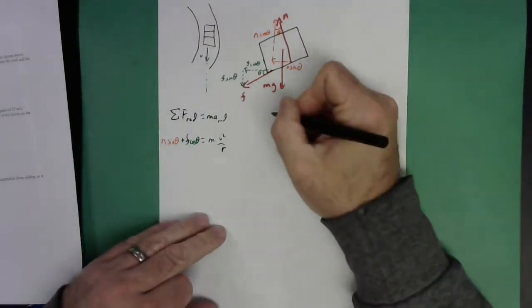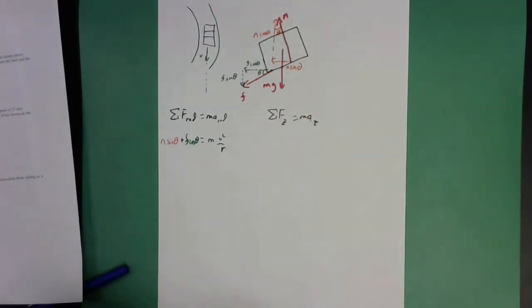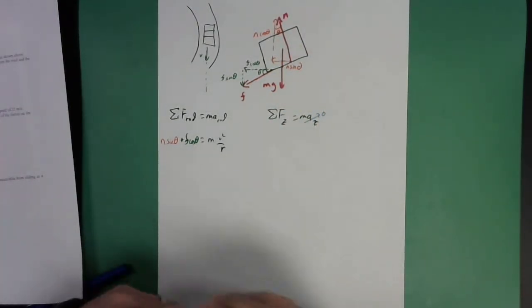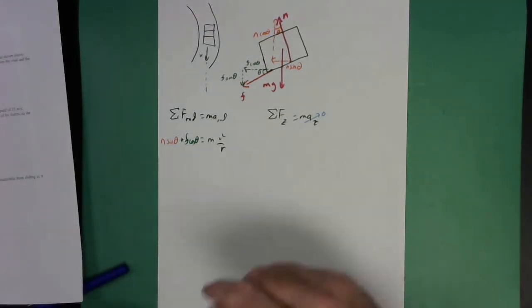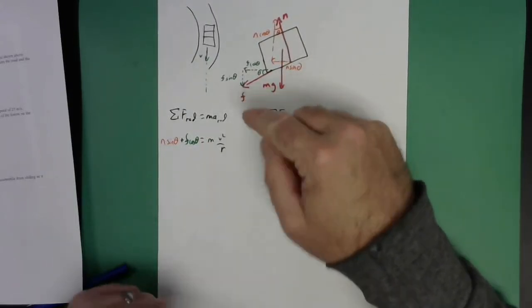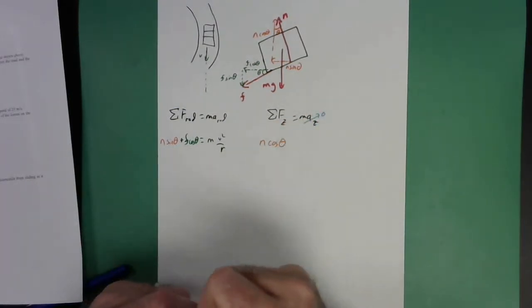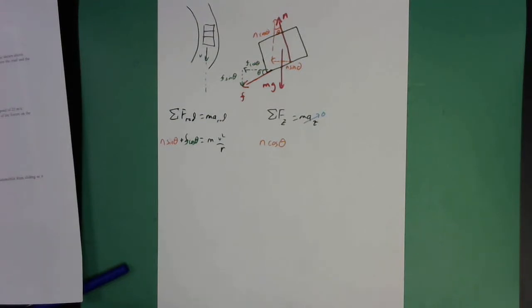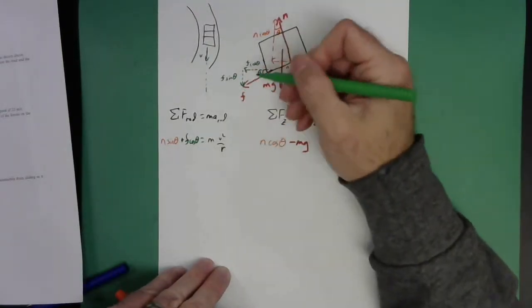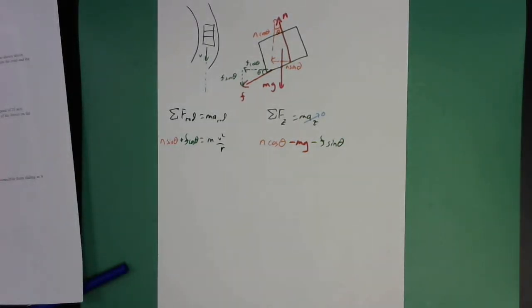When I go to do the z-axis, on the other hand, sum of the forces in the z, mass times acceleration in the z. We've already talked about how this thing is not changing speed up and down. The speed up and down is going to remain 0. So the acceleration up and down is 0. And I'll have this force going up, N cosine theta, and friction and gravity going down. So I'm going to have N cosine theta, minus mg, and minus this part of friction, minus that static friction times the sine of theta. And this is, of course, going to equal 0.